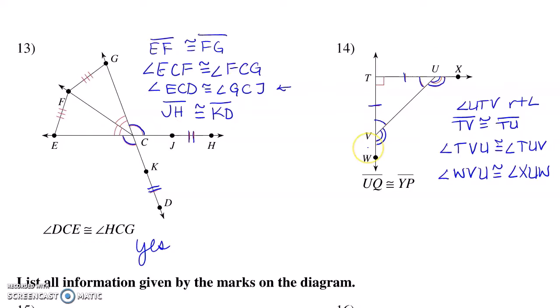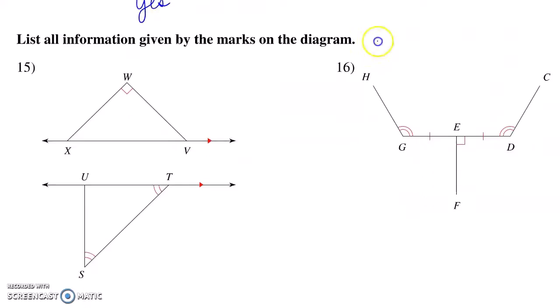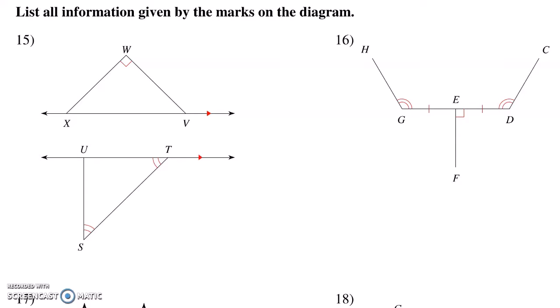The only reason I was tracing over the tick marks is because I wanted to indicate in the video which angles I was referring to. So now this is asking, is UQ, I don't even see Q on this diagram, congruent to YP? So I'm going to say no, because I don't even know where those are. List all information given by the marks on the diagram.